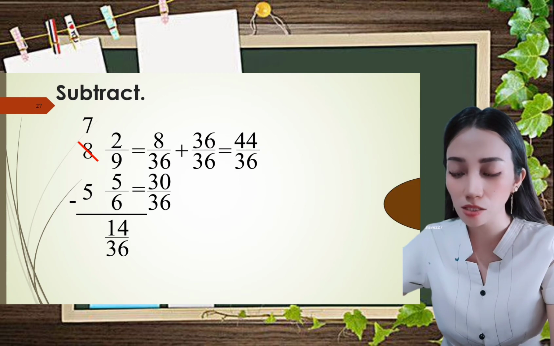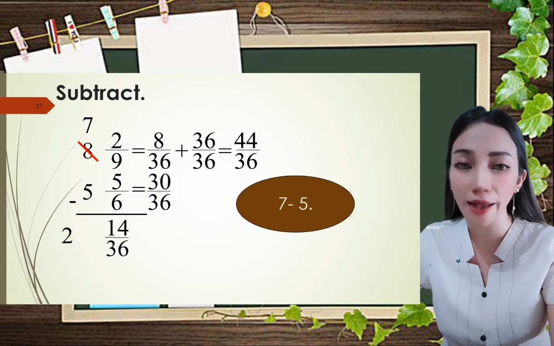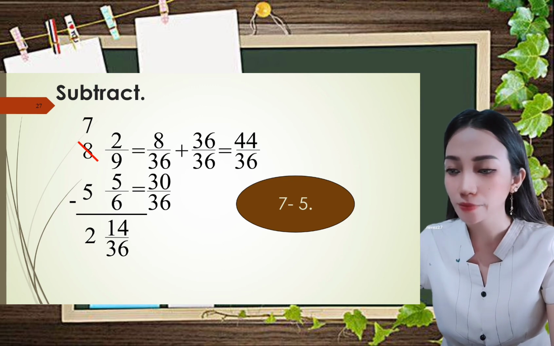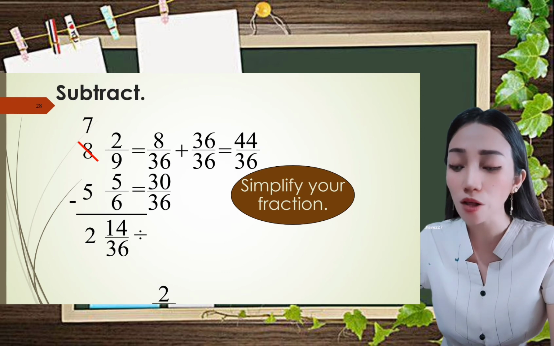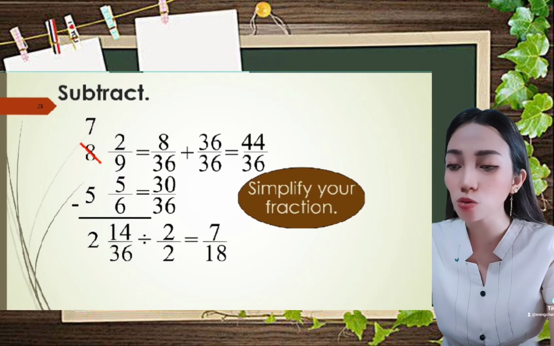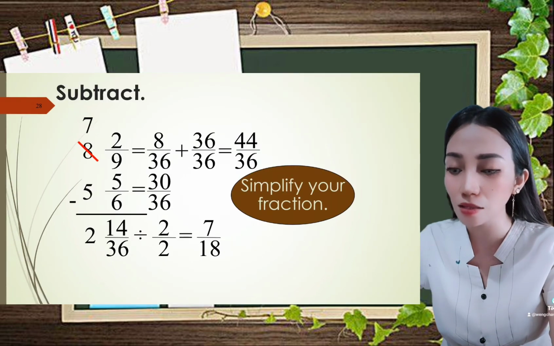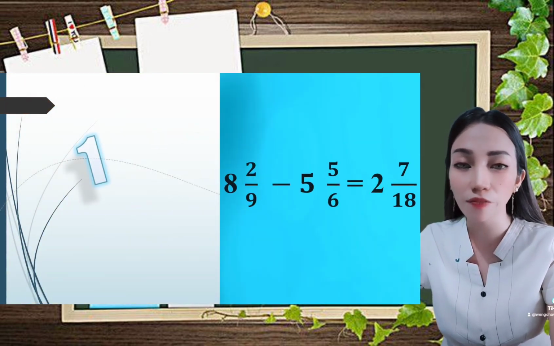My question is, is that already in its simplest form? Simplify the fraction. And this time we can use the common factor because both 14 and 36 are divisible by 2. 14 divided by 2, the answer is 7, and 36 divided by 2 is 18. Therefore, the answer is 2 and 7 over 18.